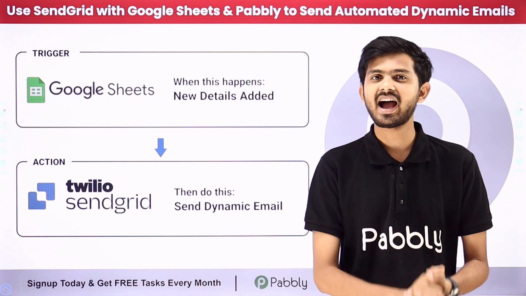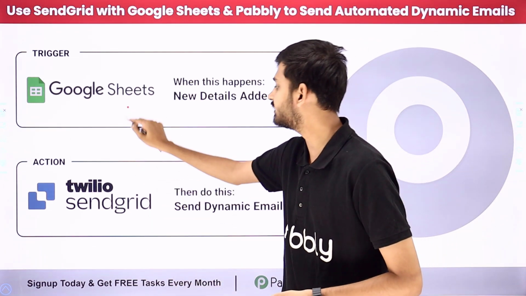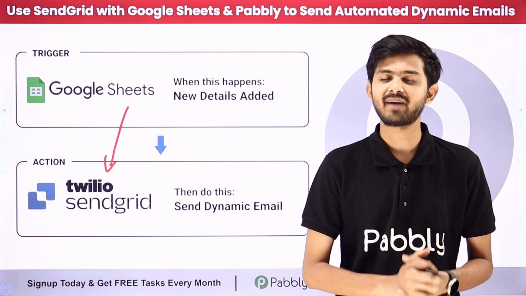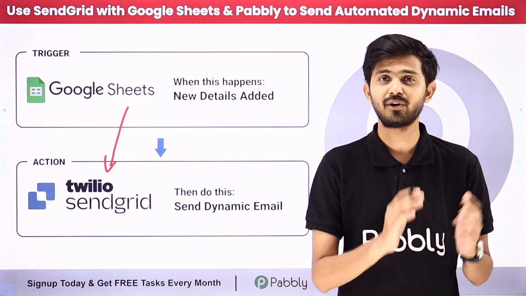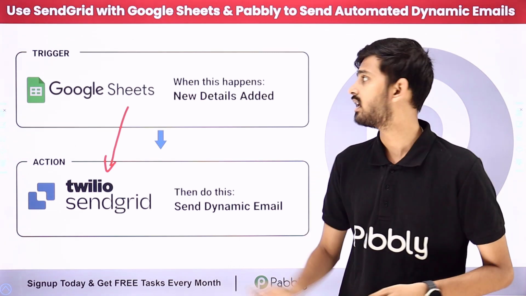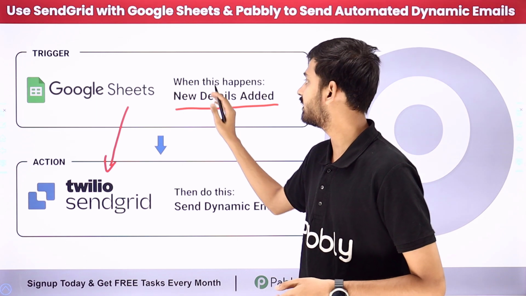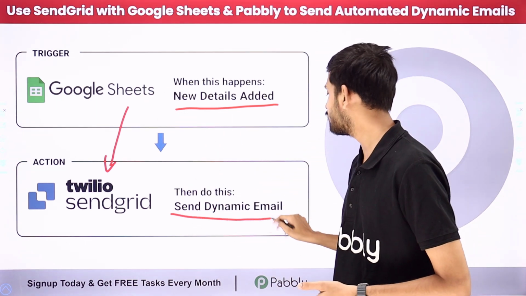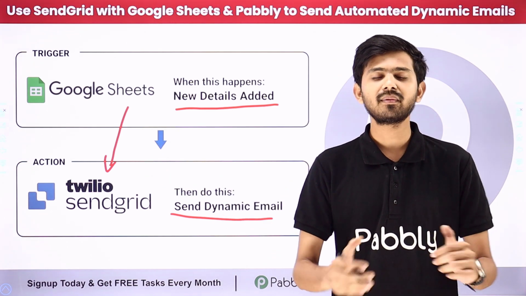So for my objective, I have to build a connection between Google Sheets and SendGrid. For building this connection, I'm going to use Pabbly Connect, which is an amazing software for automation and integration. With Pabbly Connect, as I receive a new detail added in a new row in Google Sheet, a dynamic email will automatically be sent by using SendGrid. So how am I going to build this connection?